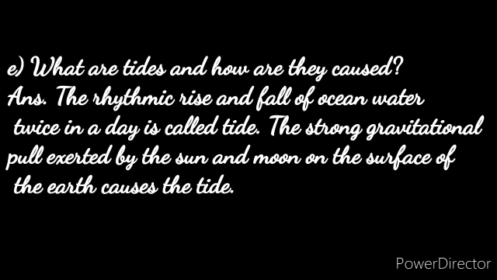Okay, next E number. What are tides and how are they caused? The rhythmic rise and fall of ocean water twice in a day is called tide. We have already discussed it in the definition part also. The strong gravitational pull exerted by the sun and moon on the surface of the earth causes the tide. So it is basically the rise and fall of ocean water which happens twice in a day, and it is caused because of the strong gravitational pull exerted by the sun and the moon on the surface of the earth.